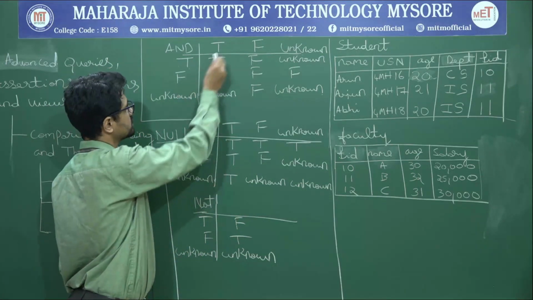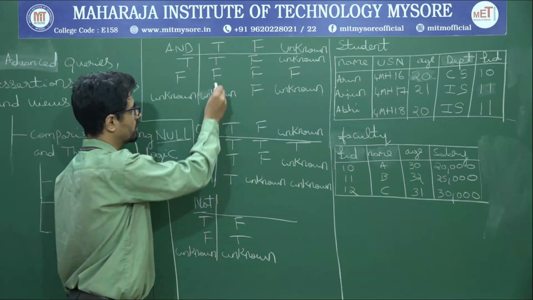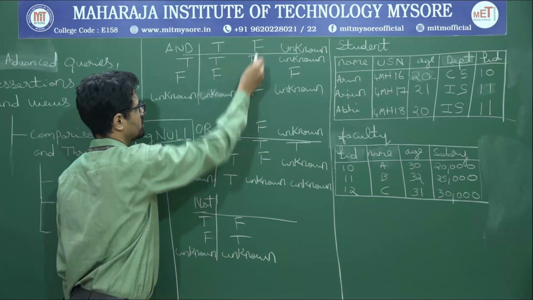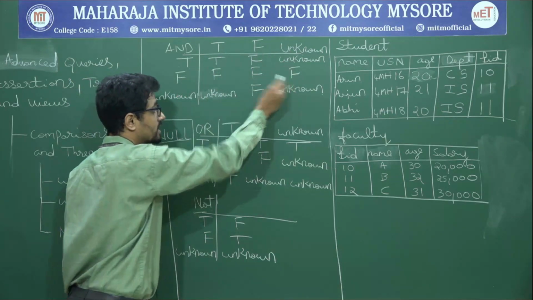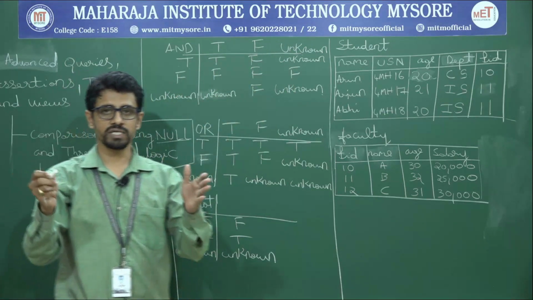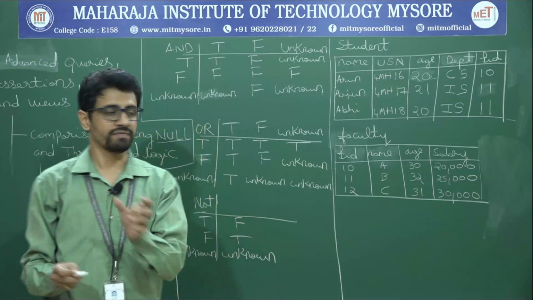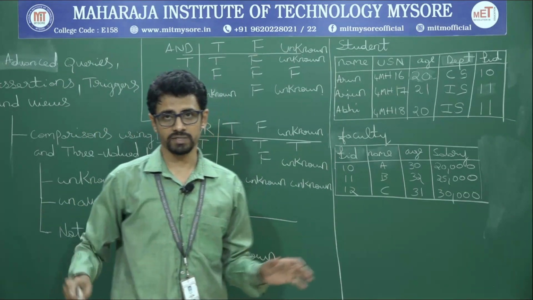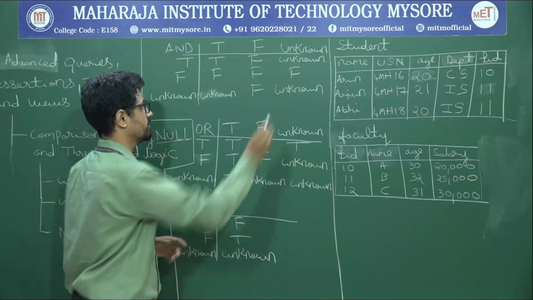Next, false and true, the output will be false. As you all know, false and false is false, and false and unknown is false. So if I have two conditions in an AND operator, one evaluates to false and another evaluates to null, it doesn't matter to me, the output will be false itself.